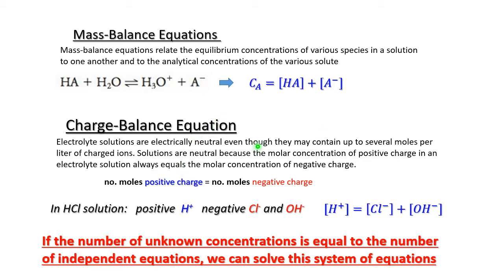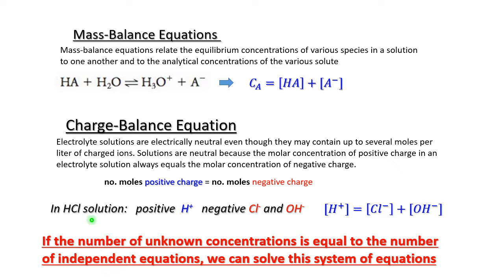Charge balance equations. Electrolyte solutions are electrically neutral, even though they may contain several moles per liter of charged ions. The molar concentration of positive charge in an electrolyte is always equal to the molar concentration of negative charge. So the total number of positives and total number of negatives are always the same.